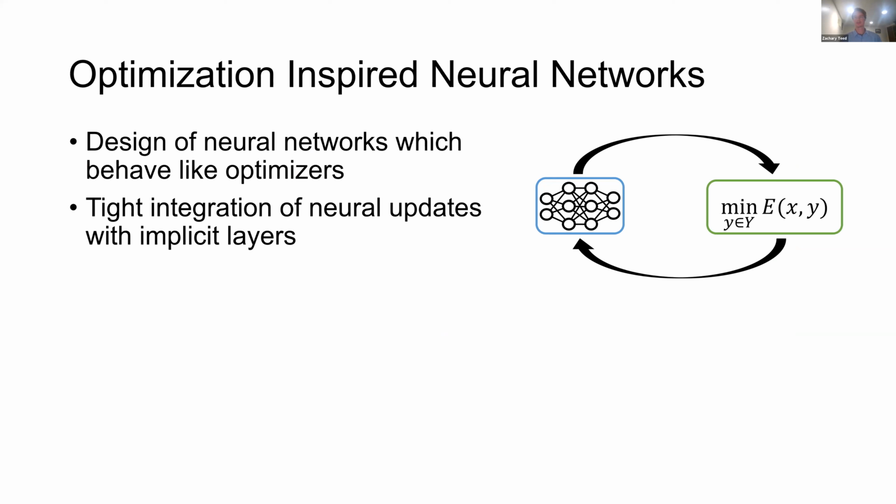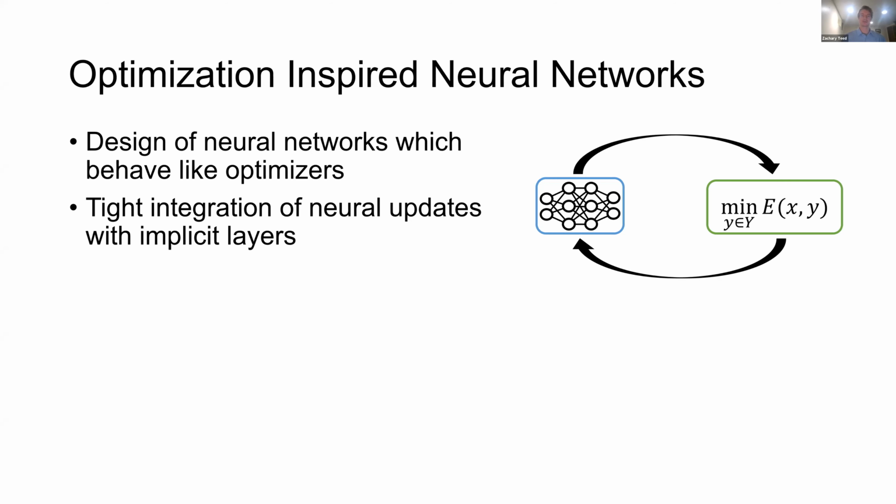So in conclusion, I've been working on optimization-inspired neural networks. The main goal is to design neural networks which behave more like optimization algorithms. This allows us to achieve the accuracy that you'd expect from these classical optimization algorithms, while being much more robust in these real-world settings.